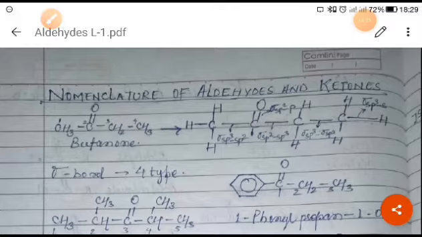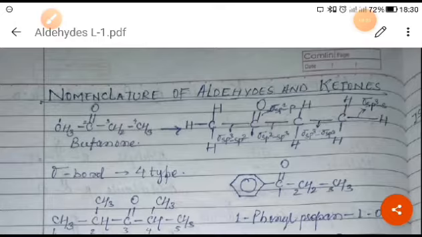Now, the rule is that the longest chain containing the CHO group is considered as the parent chain, and the name is derived by replacing the terminal E of the name of the corresponding alkane by Al. In the case of a substituted aldehyde, the parent chain is named in such a way that the aldehydic group, CHO, gets the lowest number, that is 1. The positions of the other substituents are indicated by numbers.